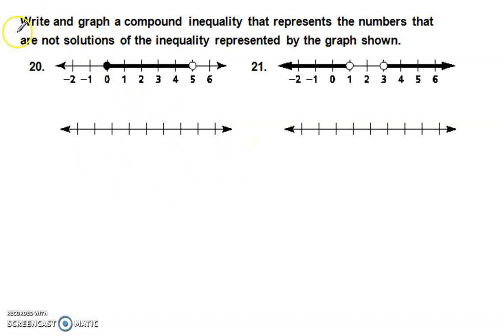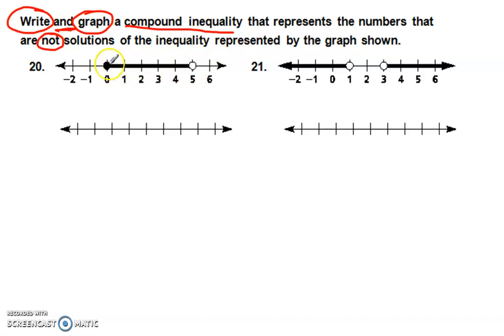Alright, write and graph. Okay, 2 tasks here. Make sure you're reading the instructions closely. You have to do 2 things here. Write and graph a compound inequality that represents the numbers that are not solutions. Okay, so read closely. In this case, they want values that are not solutions of the inequality.